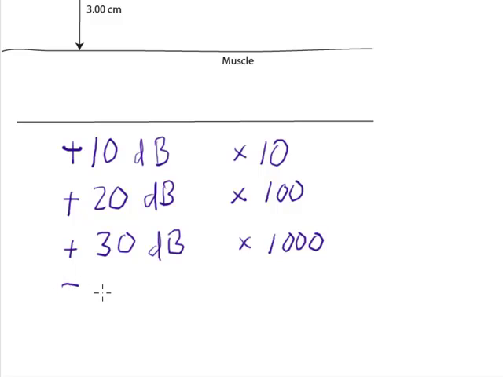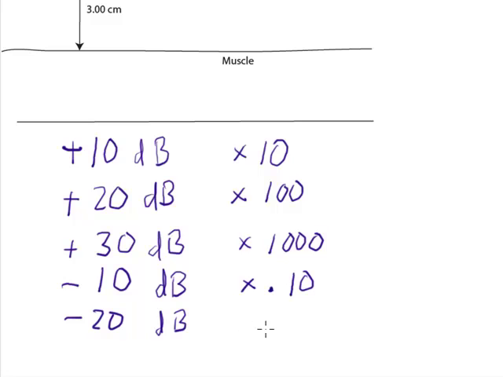Likewise, an attenuation of 10 decibels, or minus 10 decibels, is equivalent to dividing by a factor of 10, or we could say multiplying by 1/10. An attenuation of minus 20 decibels is the same as multiplying by a factor of 0.01, and an attenuation of minus 30 decibels would be equivalent to multiplying by 0.001.